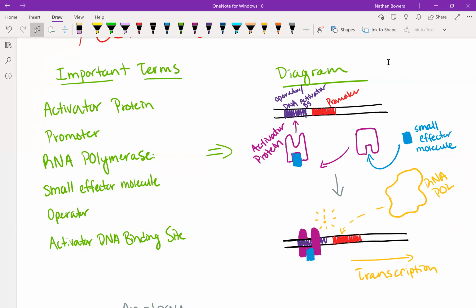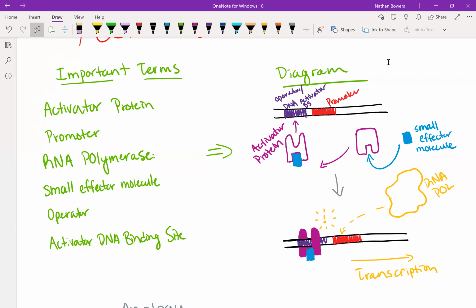If the small effector molecule weren't present in this situation, the activator protein would not undergo the conformational change so that it would be able to bind to this operator or the DNA activator binding site. Therefore, transcription of this gene would not occur, thus translation and expression of this gene would not happen.